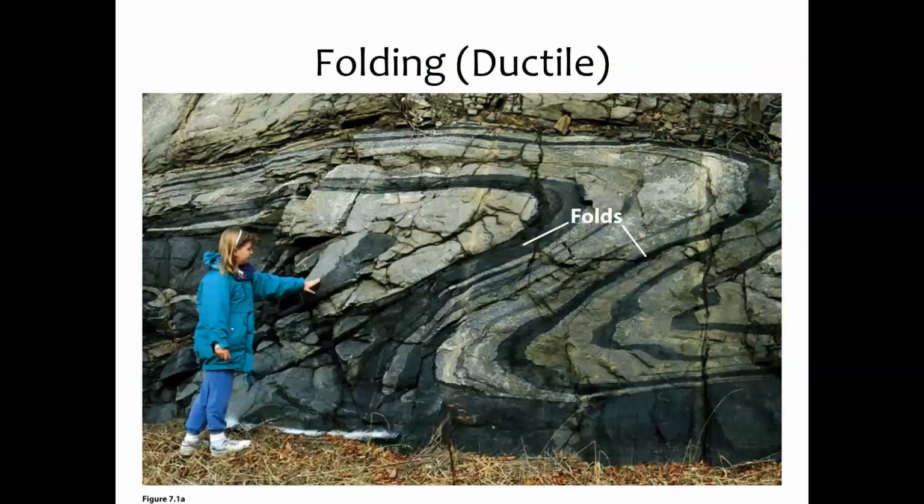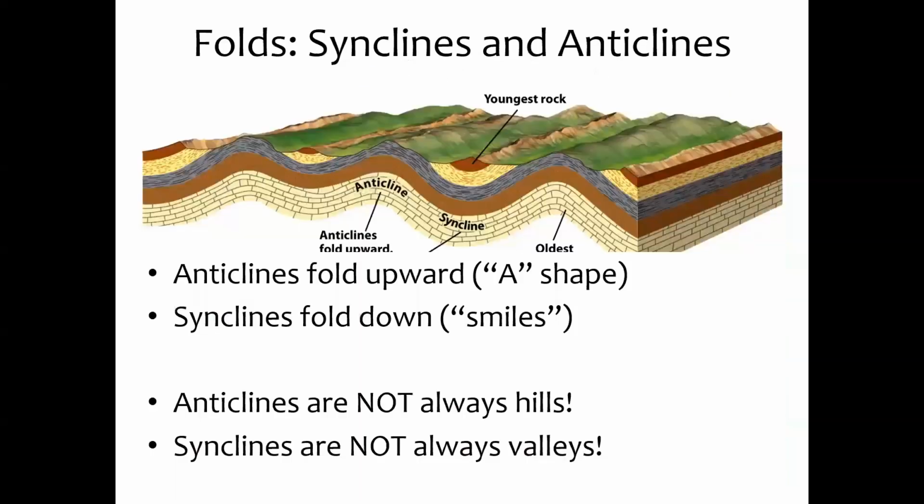Here's an example of ductile deformation in this rock here, where the rock layer used to be just continuous all the way across, but it has folded in this direction and in this direction here. Remember that anticlines fold upward into an A shape, synclines fold downward into a smile shape.